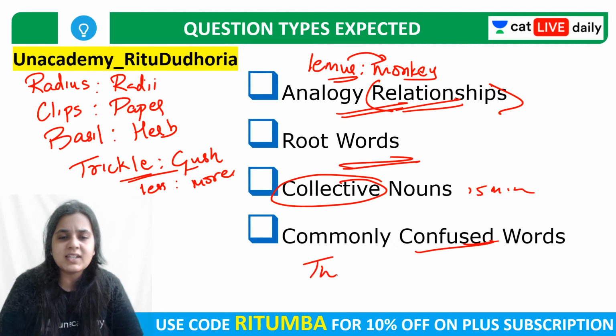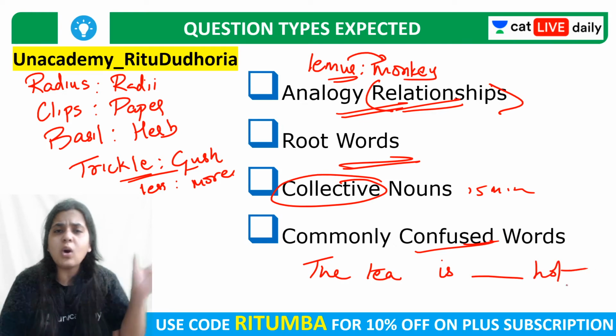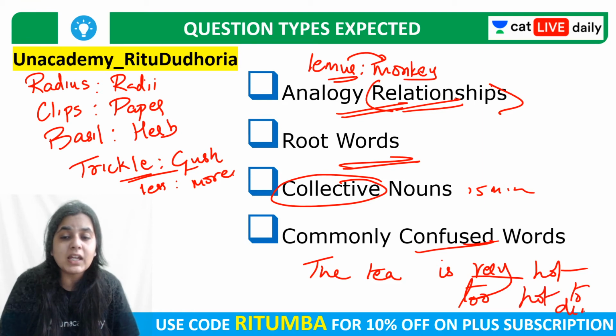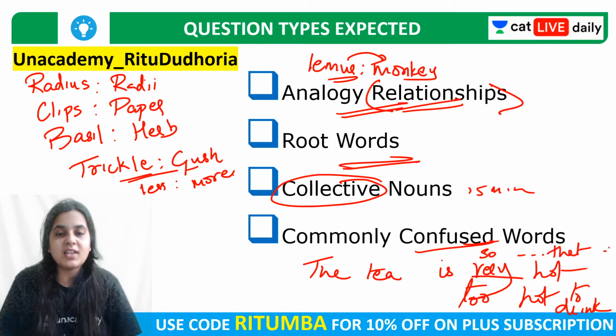For example, if I say the tea is dash hot, you will not say the tea is too hot. No, you will say the tea is very hot. When will you say the tea is too hot? You will say the tea is too hot to drink. When will you say so hot? The tea is so hot that I cannot drink it. So common collocations, keep them in mind.